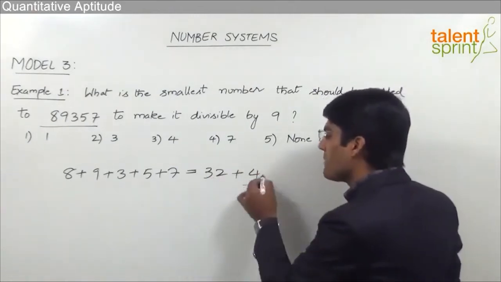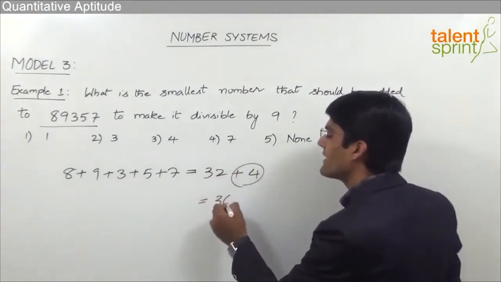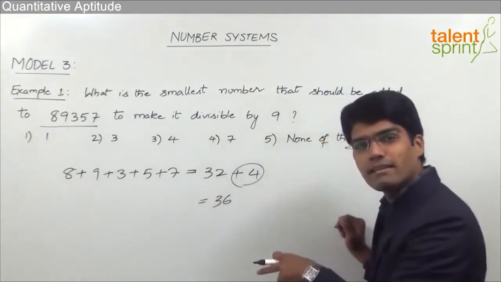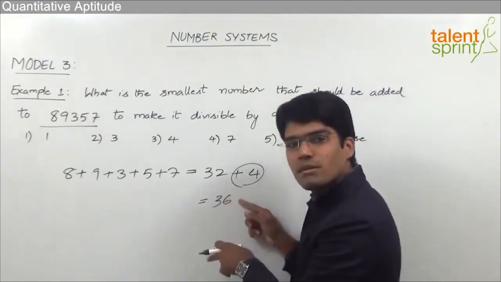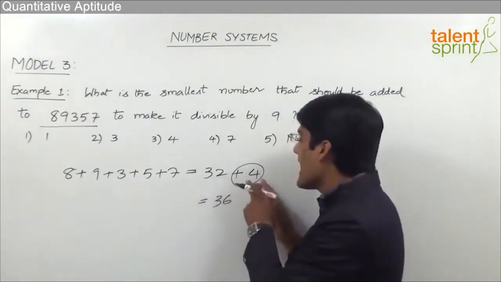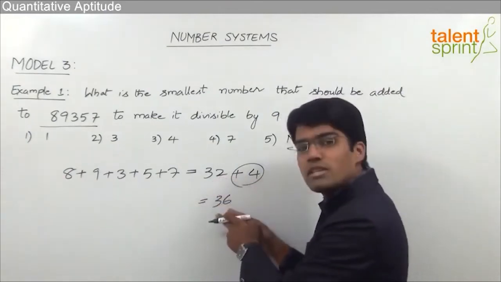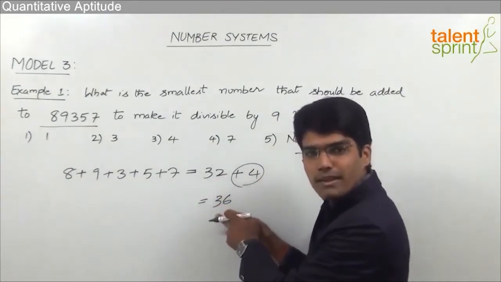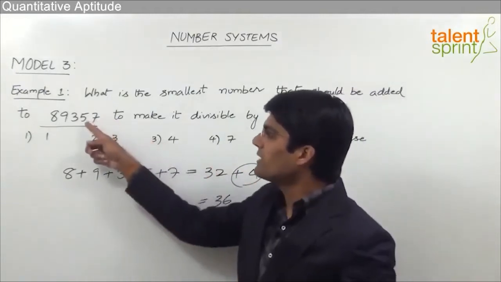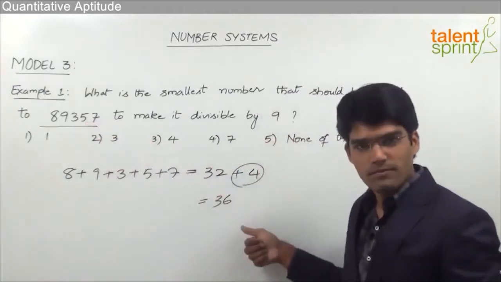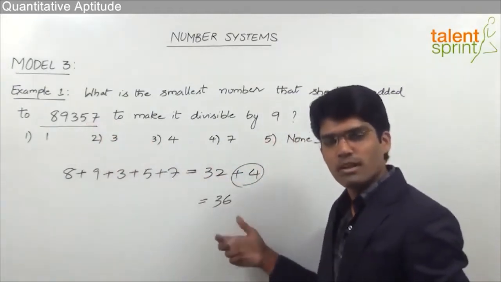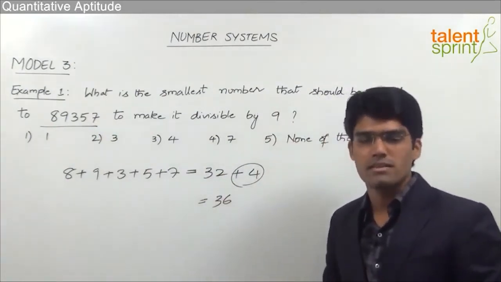So once we add 4 to 32, it becomes 36, and 36 is a multiple of 9. Hence, this number is divisible by 9. So very clearly, by adding 4, we get a sum which is a multiple of 9. If we add 4 to this number, the sum of the digits will also increase by 4, and hence we can say that the given number is divisible by 9.